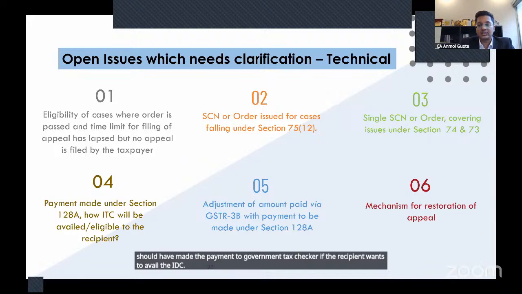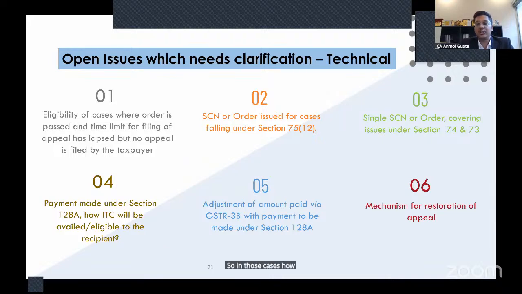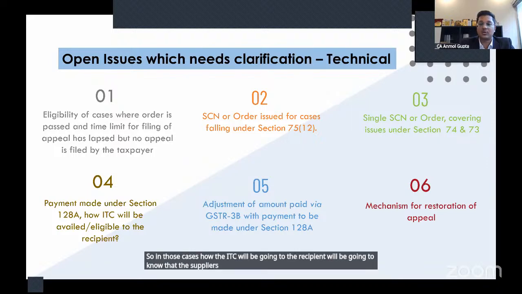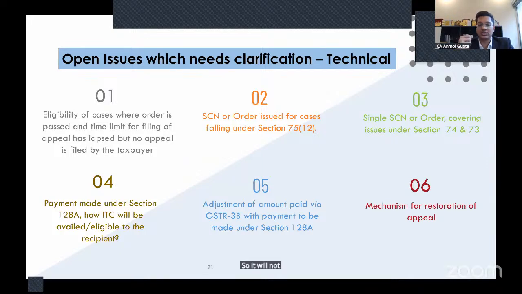So in those cases, how will the recipient know that the supplier has made the payment under 128A? That is one question. Second, what will happen to the fact that it is not appearing in my 2B, because I am making payment either in the e-credit register, e-liability register, or via DRC-3? So it will not appear in GSTR-2B of the recipient. So how will he avail the credit?